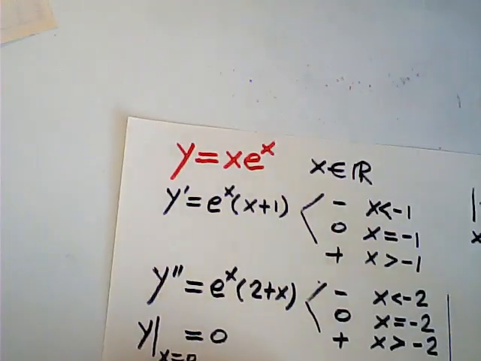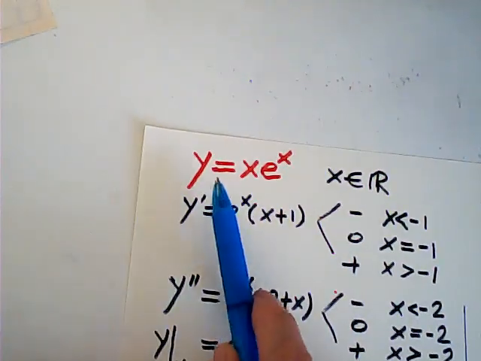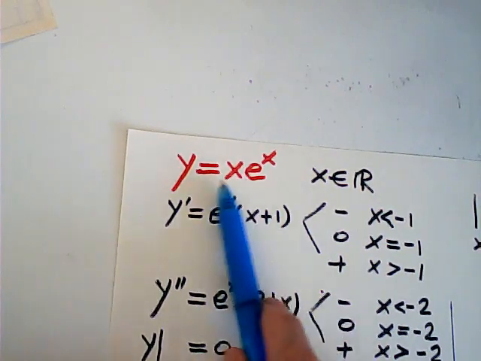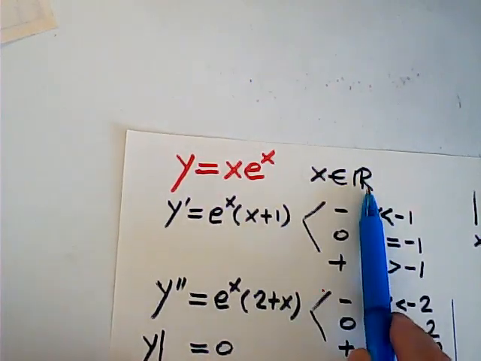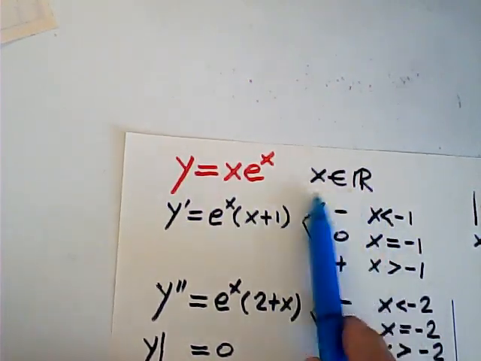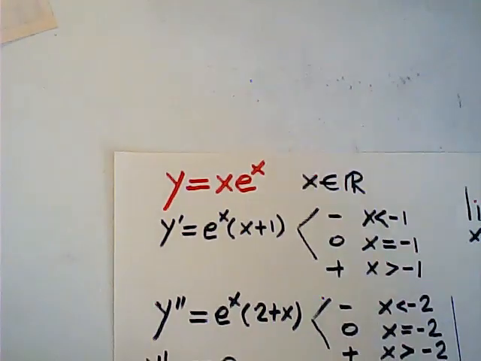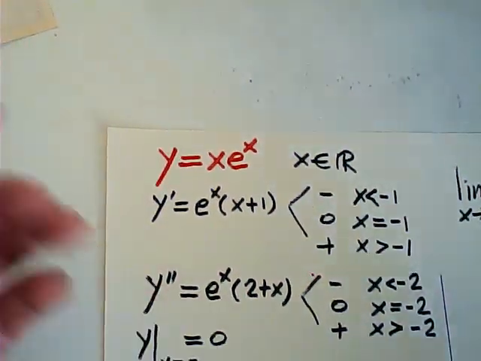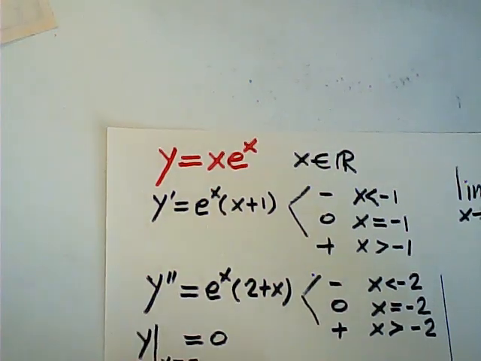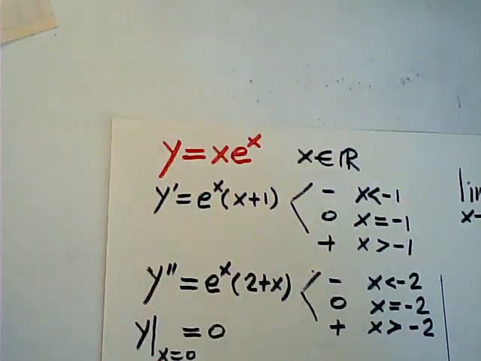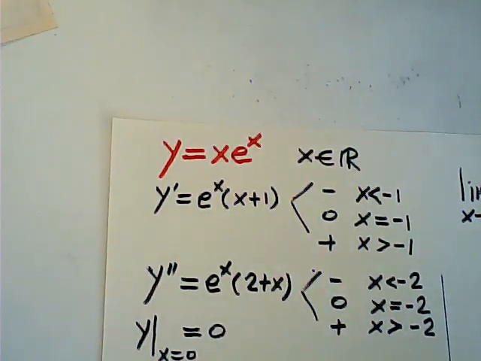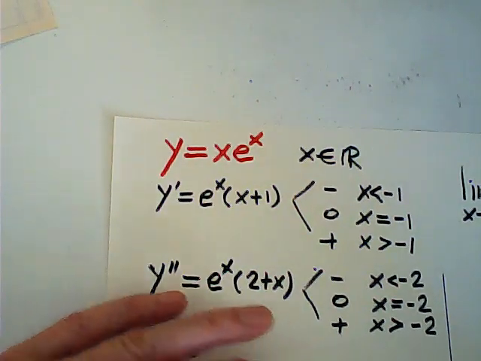Let's continue curve sketching. Now consider this function. This function, the domain is all real numbers. Domains are very, very important things to consider. That determines where we are going to sketch the curve.